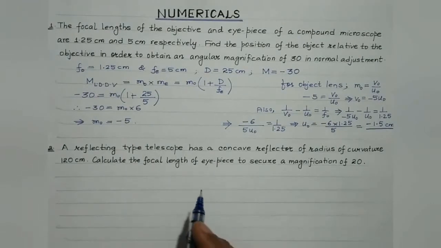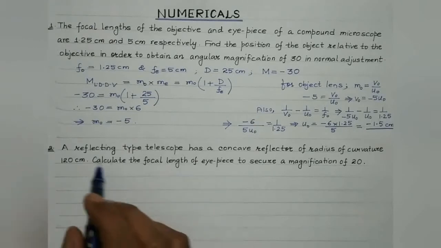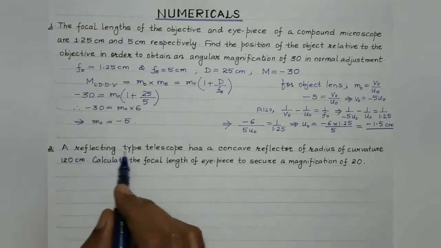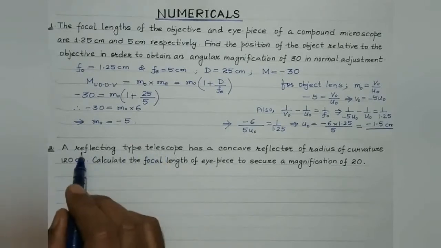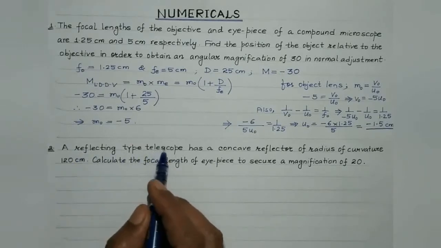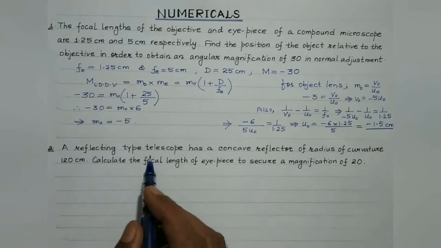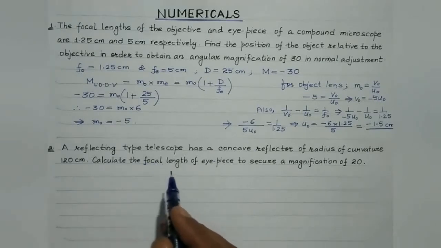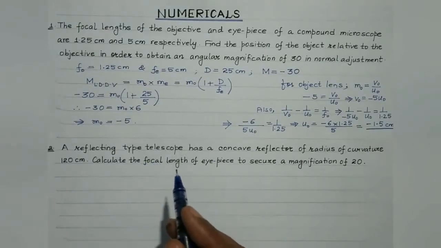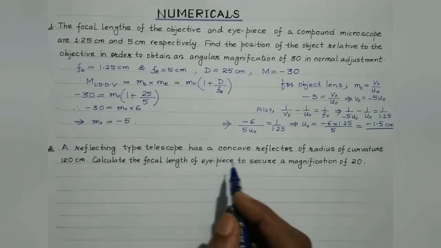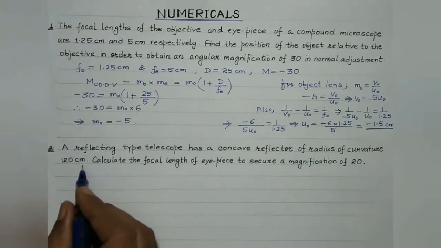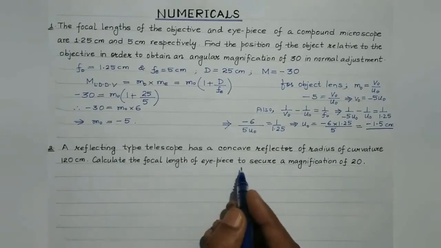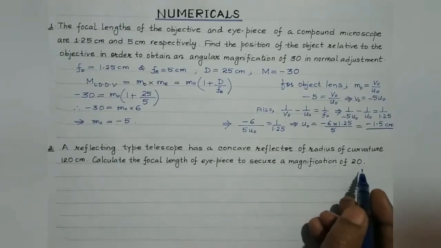Okay, now let's proceed to the next question, students. A reflecting type telescope. Reflecting type means it is the telescope in which we make use of a mirror as an objective, right? We make use of a concave mirror or a huge parabolic mirror. It has a concave reflector of radius of curvature 120 centimeter. Calculate the focal length of the eyepiece to secure a magnification of 20.